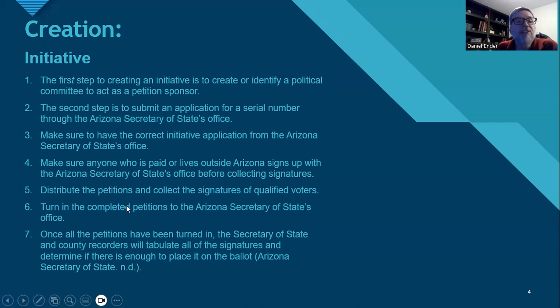The fifth step is to distribute the petitions and collect the signatures of qualified voters. The sixth step is to turn in the completed petitions to the Arizona Secretary of State's office. And the seventh step is once that has all been done, the Secretary of State and the county records will tabulate all the signatures and determine if there's enough to place on the ballot.